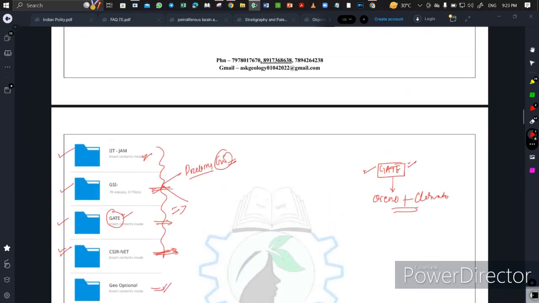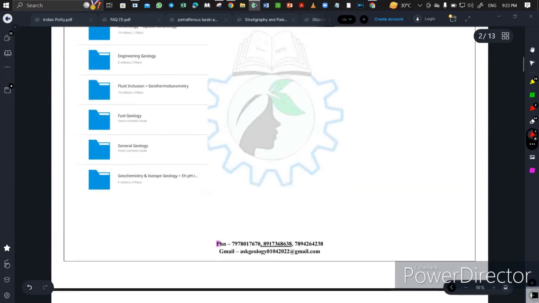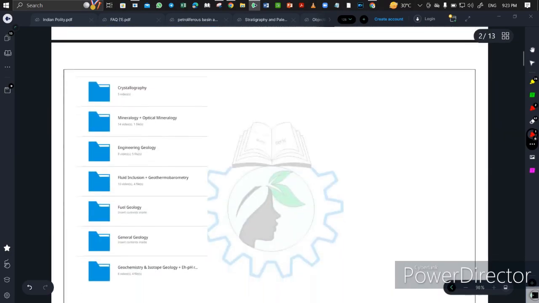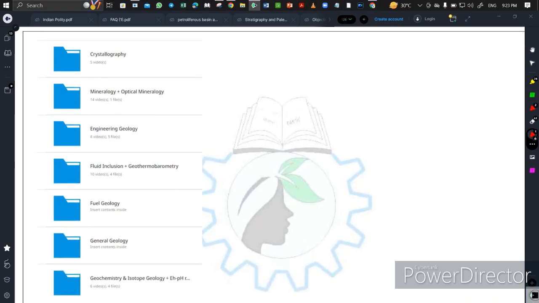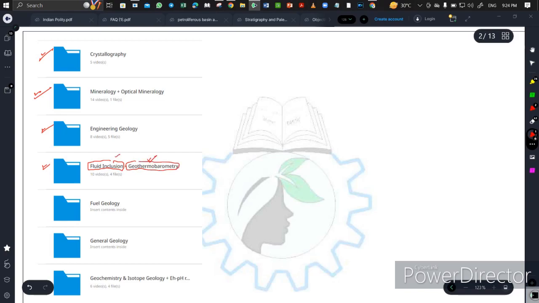So let us see what topics we will be covering in the GATE batch. Crystallography, mineralogy, optical mineralogy, engineering geology, fluid inclusion, and geothermobarometry. You can see fluid inclusion and geothermobarometry are very specific topics. To understand these, you must be very clear about the background: how fluid inclusion is helpful, what is the use of studying fluid inclusion, and what is geothermobarometry.